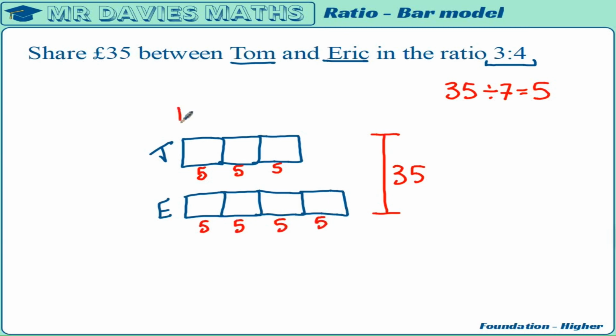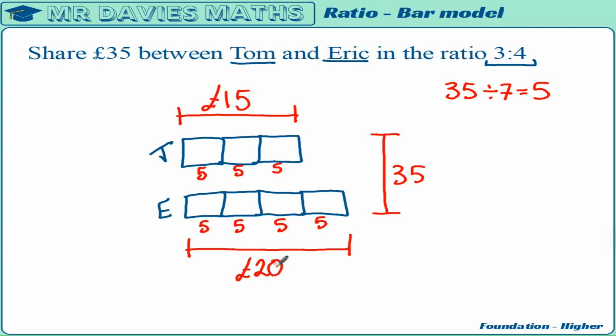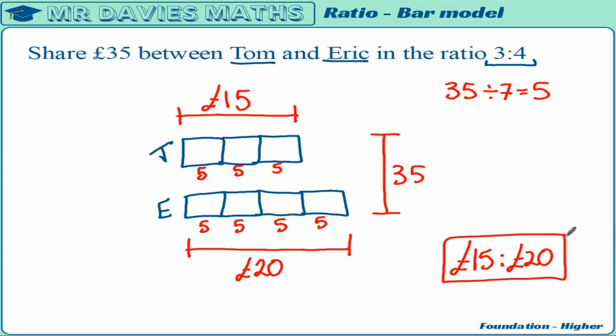From here, I can clearly see that Tom got 3 boxes, and there's 5 in each box, so 5 plus 5 plus 5 would be £15. And Eric got 4 of the boxes, so 5 plus 5 plus 5 plus 5 would be £20. So therefore my answer would be Tom first, his was £15, and then Eric was £20. There is my answer.